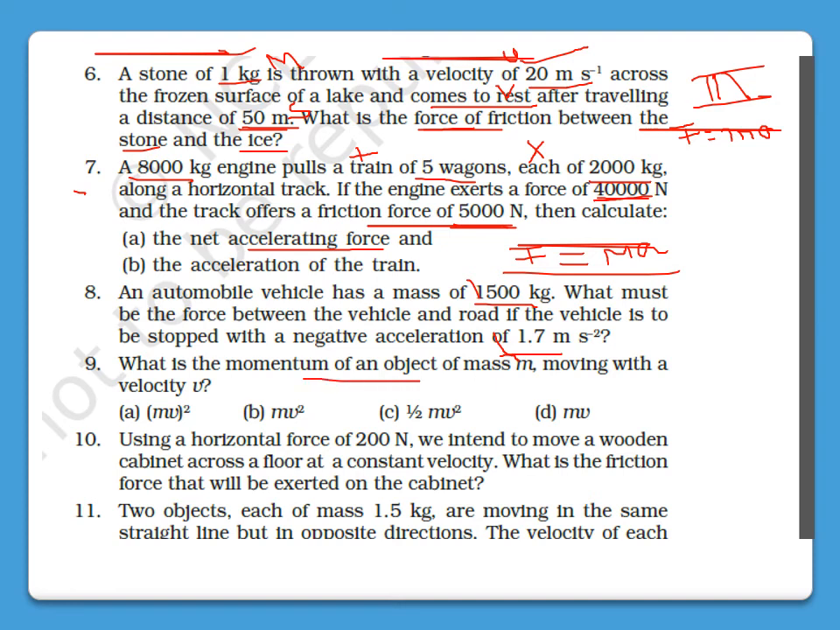What is the momentum of an object of mass m with velocity v? If you remember, we learned momentum p is equal to mv.